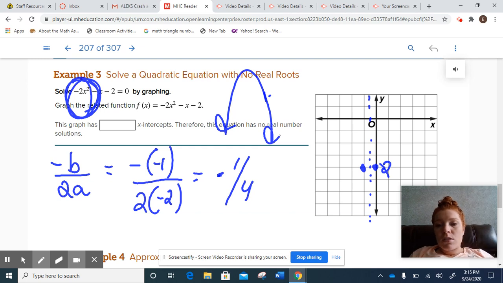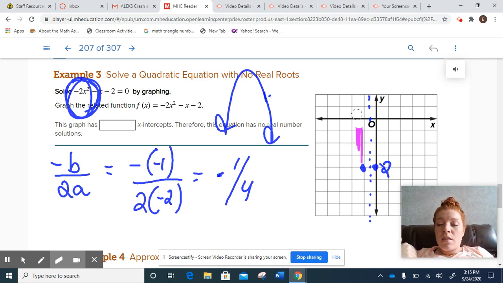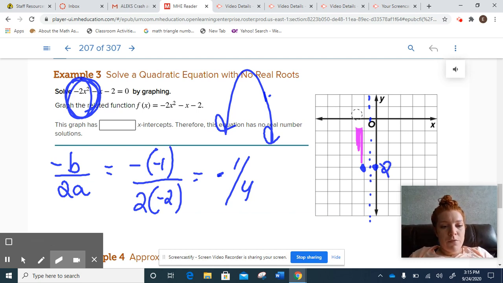So technically you could stop here because we know that my vertex is going to be somewhere like in this area. Actually, not even up that high because it's not crossing at all. It's going to be somewhere between the 0 and -2. So let's see if we can go ahead and find it anyways.